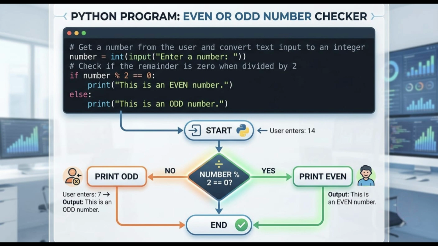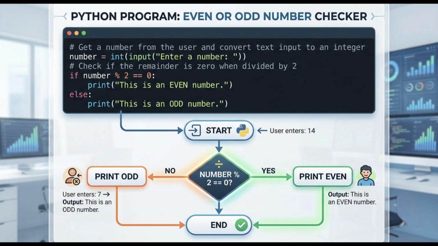If the math we just did turns out to be true, meaning the remainder is 0, the computer moves to line 3. Notice how this line is pushed inward? That's called indentation. It tells Python that this line belongs to the if statement above it. It will only run if the number is even. Here, we use print, which simply displays text onto the screen. In this case, it happily announces, "This is an even number."